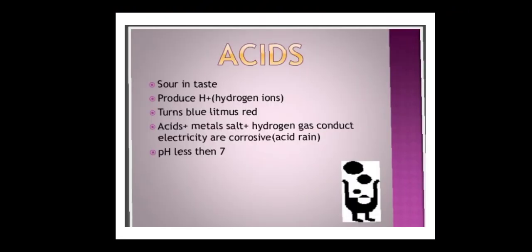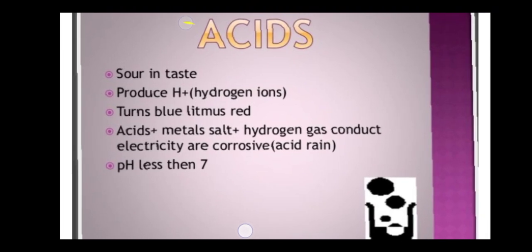Now what is acid? We already discussed that acids are sour in taste. They produce H+ ions, turn blue litmus paper red, react with metals to give salt plus hydrogen gas, conduct electricity, and are corrosive, as in acid rain. The pH is less than 7, that is, the potential of hydrogen, or the power of hydrogen, is less than 7 in acids. So we already know that acid is sour in taste.